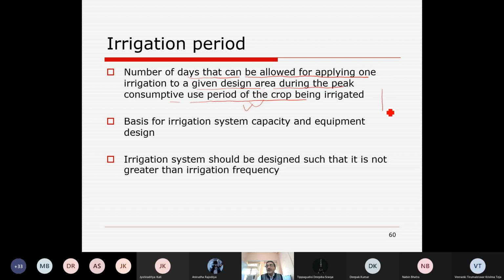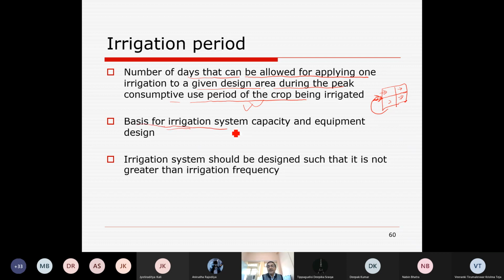Suppose it's a big area, so it is within 1 day or within 2 days, like that. So we need to divide this area in such a way that 2 days are required here, 2 days here, 2 days here, 2 days here, and then again. So it means weekly, meaning 8 days, and if for 2 days we are stopping our system, then again it is 8 days. So the irrigation period is 8 days.